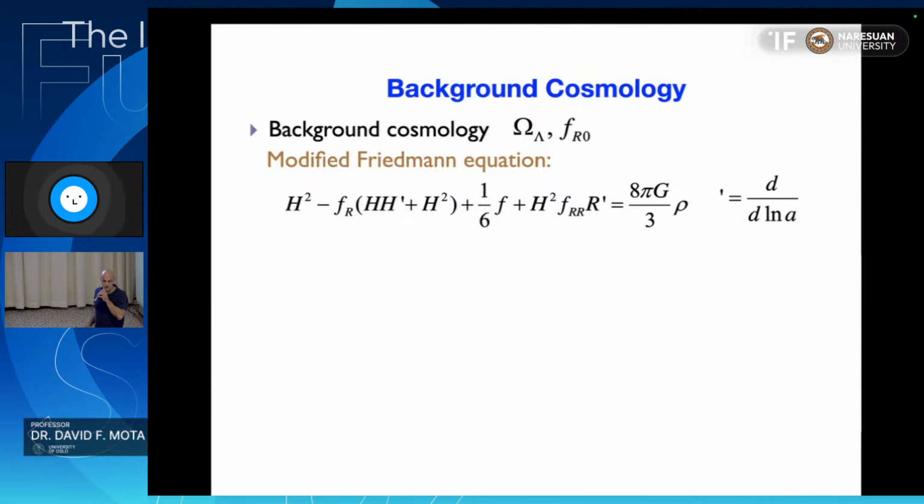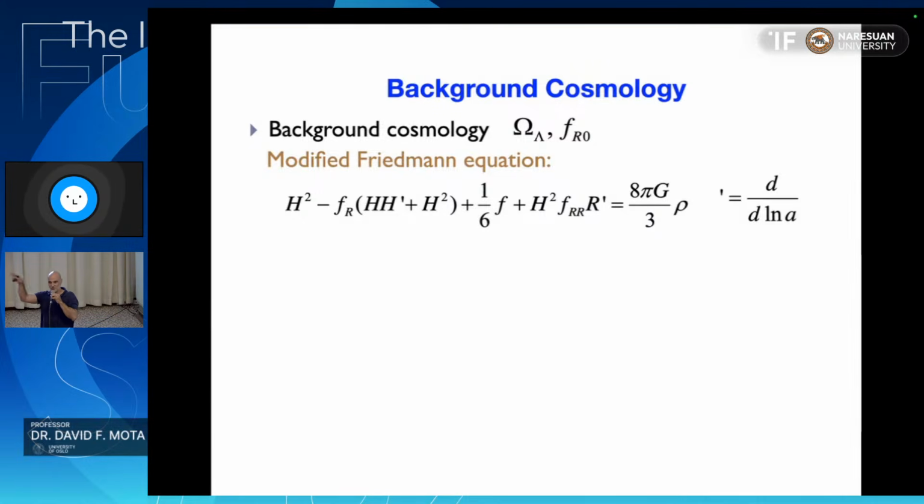Okay? So let's look at the background cosmology first. So when you calculate the Friedmann equations, okay, hopefully all the students have seen them, okay? You have the modified Friedmann equations, so it's the Einstein equations where you assume that the metric is Friedmann-Robertson-Walker, okay?